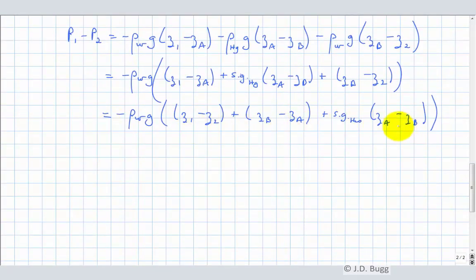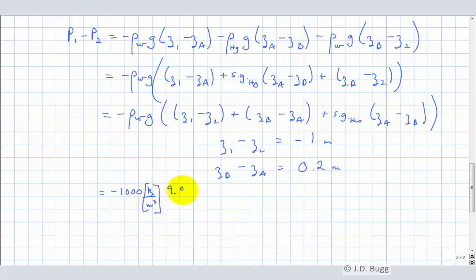So I'm just going to write these elevation changes down explicitly here. So Z1 minus Z2 is equal to negative 1 meter. ZB minus ZA is equal to 20 centimeters, or 0.2 meters. And of course, ZA minus ZB that we'll need here is just going to be negative 0.2 meters. So we're ready to substitute numbers in here. The density of water, we were told, was 1,000, and that's kilograms per meter cubed. g is 9.81 meters per second squared.